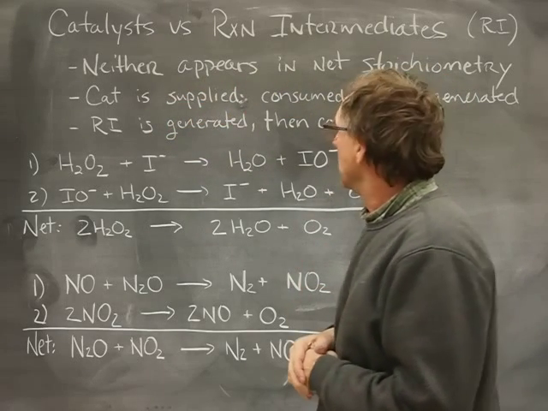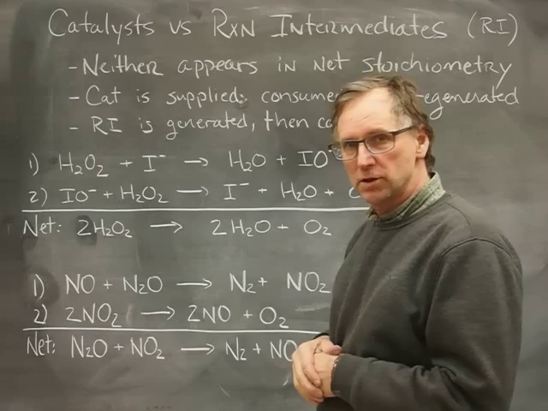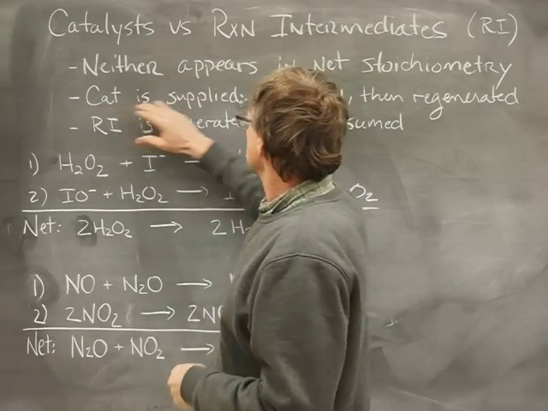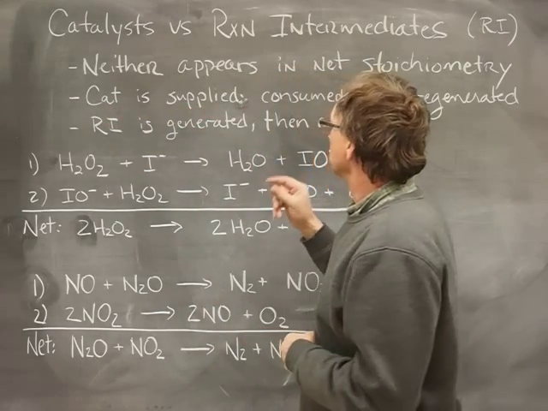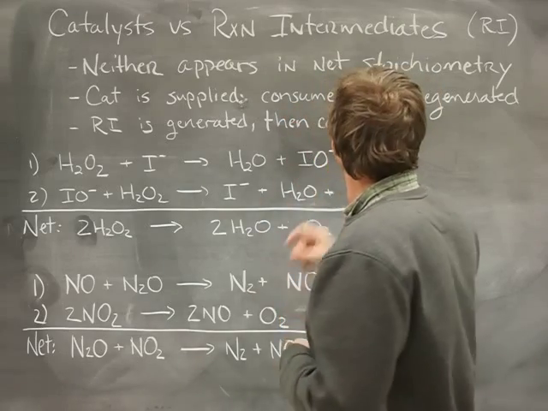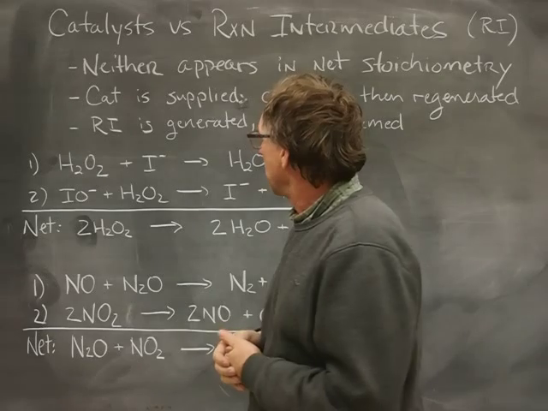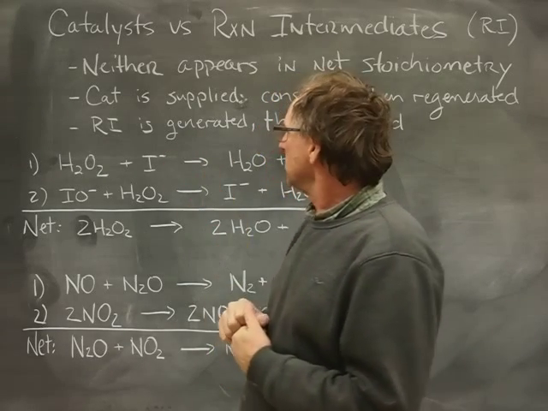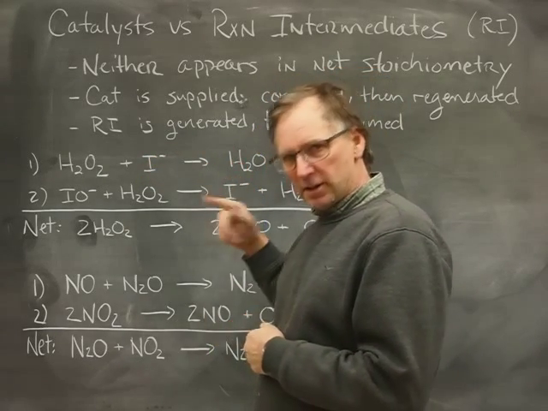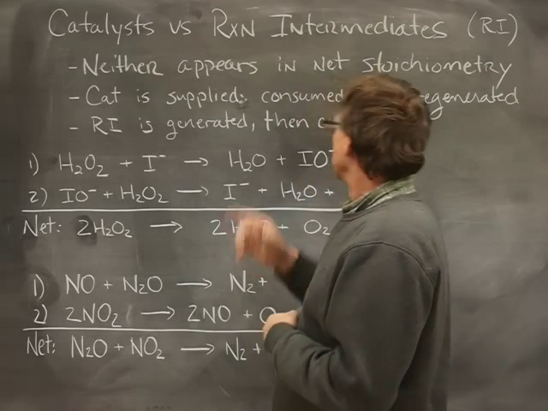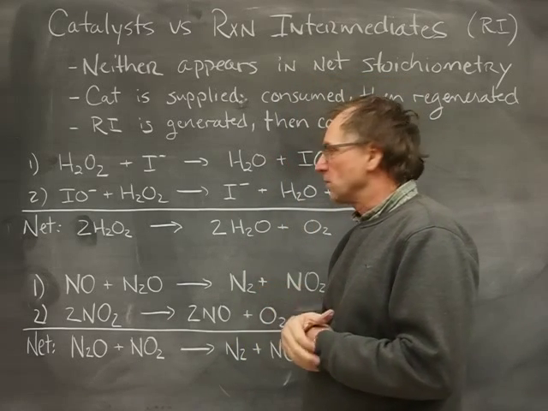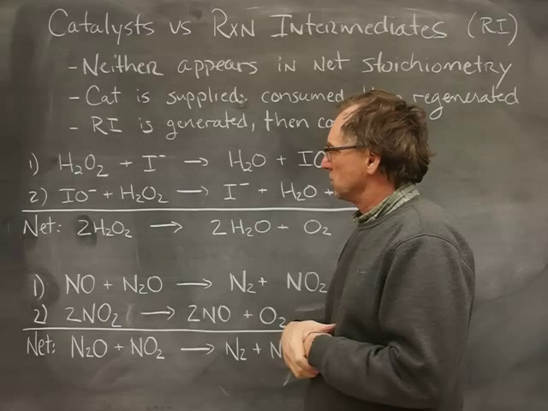Both a catalyst and a reaction intermediate, neither one of them appears in the net stoichiometry of a reaction. But a catalyst is supplied. It's first consumed and then it's regenerated. So that's why it doesn't appear in the net reaction. A reaction intermediate is different. It is generated by some step in the reaction and then later on consumed, and that's why it doesn't appear in the net stoichiometry.